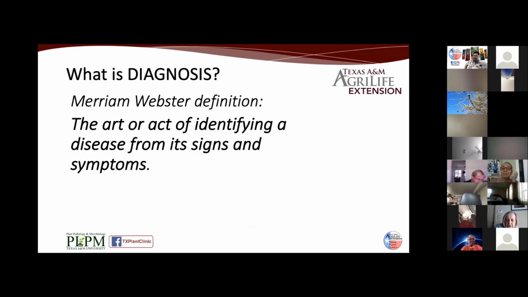Right, in this little portion, we're going to talk a little bit about diagnostics. And what you see on the screen is just a definition straight out of an English dictionary, saying that diagnosis is an act or an art of identifying disease from its signs and symptoms. This is just a general definition.